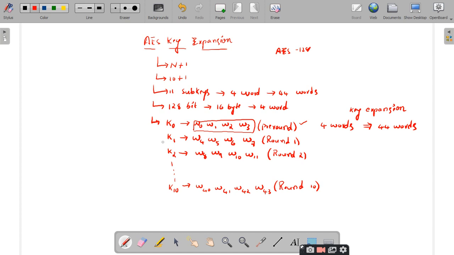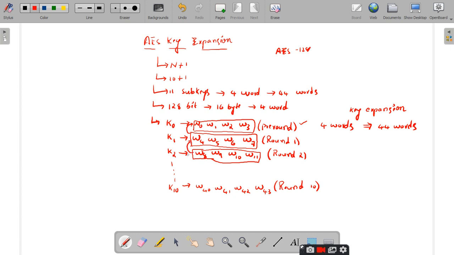Right. So how W4, W5, W6 and W7 are generated is our topic of interest in the present session. How are we going to generate W4, W5, W6, W7? If we know how to generate the subkey for one round from the previous round, then the steps have to be repeated for generation of other keys from the previous keys, right?